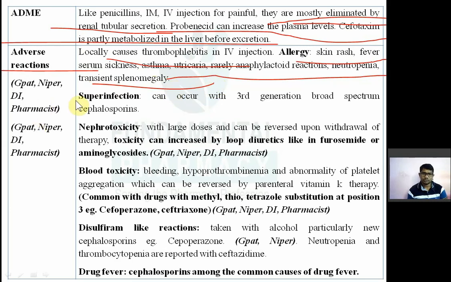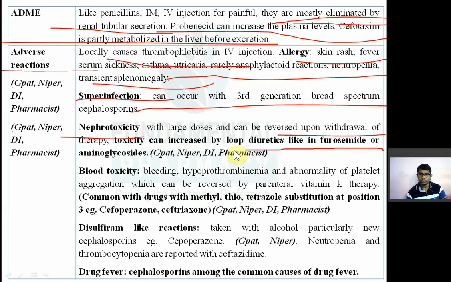Post treatment of cephalosporin, superinfection can occur. So superinfection can occur with the third generation broad spectrum cephalosporins. Remember, they have nephrotoxicity. Large doses of cephalosporins will cause nephrotoxicity, and it can be reversed by withdrawal of therapy. So if you get nephrotoxicity, you have to withdraw that drug. It will be relieved. Toxicity can be increased by use of loop diuretics.